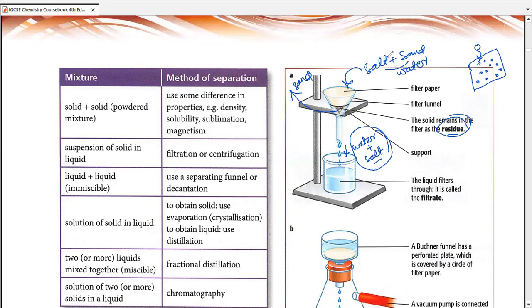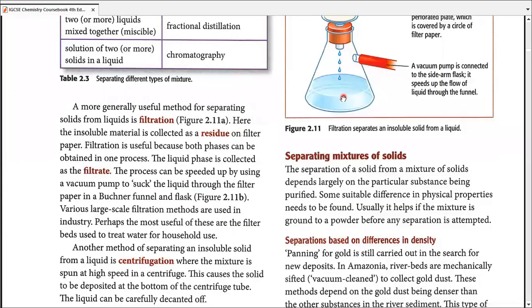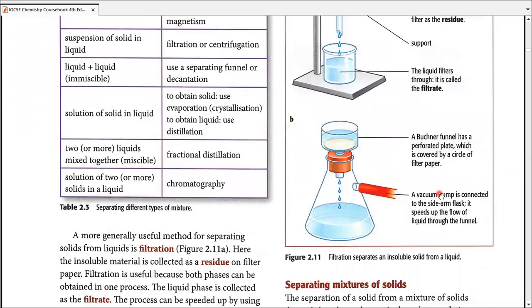Good. Now, let's get back to the same paragraph we were at, and we're going to explain the other part of the diagram as well. Now, filtration is very useful. Both of the phases can be obtained in one process. We had sand in one part and the water on the other. The liquid phase is known as the filtrate. The process can be speeded up by using a vacuum pump to suck the liquid through the filter paper, and that's commonly known as a Buchner funnel. Buchner funnel and flask is actually shown in that B part of the diagram.